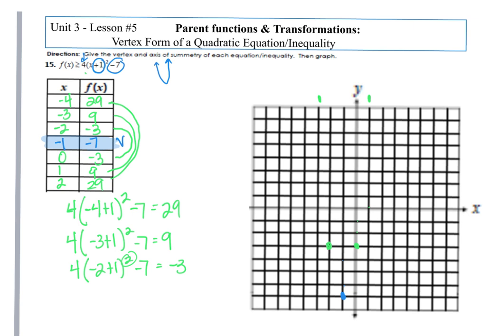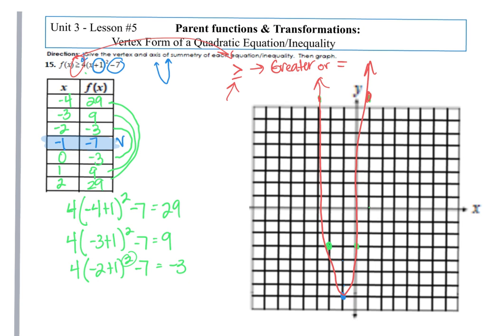Now, before I connect these points, I'm going to look at my inequality sign. Okay, this sign. Let's write it down over here. This was a greater than or equal to sign. Because it has that solid line underneath, I'm using a solid line to connect my points. Okay, try your best. I don't always do a great job. Do better than me. Okay, so there's my parabola.